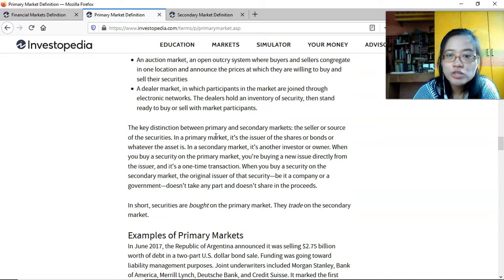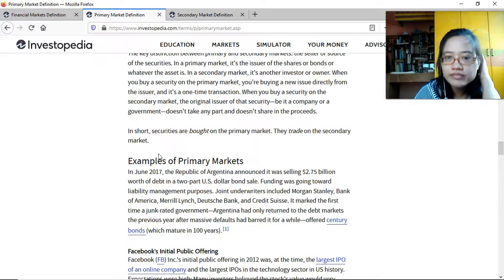Again, the key distinction between primary and secondary markets: the seller or source of the securities. Direct from the issuer, primary; investor to investor, secondary, okay?